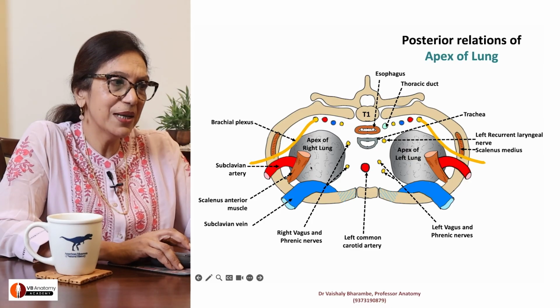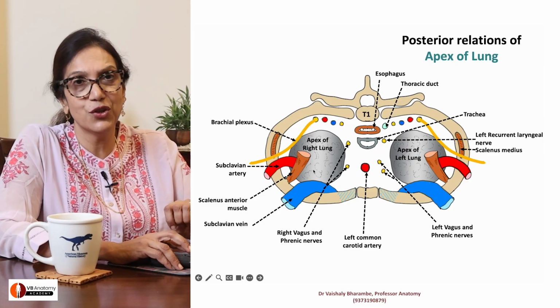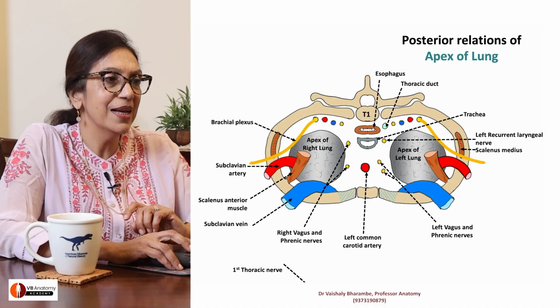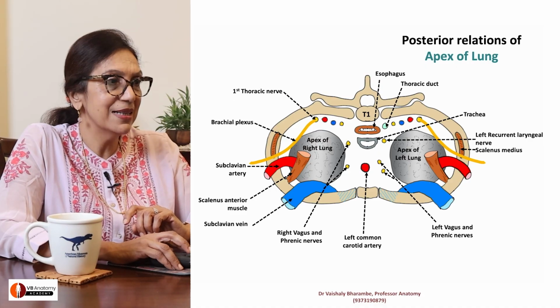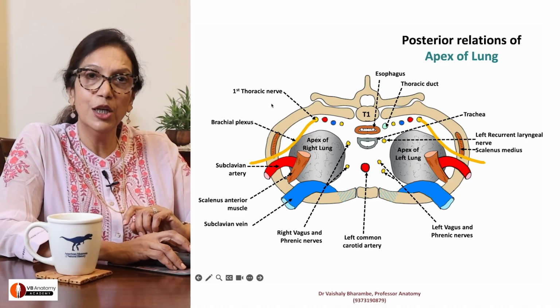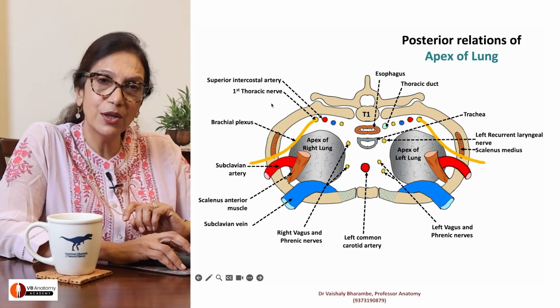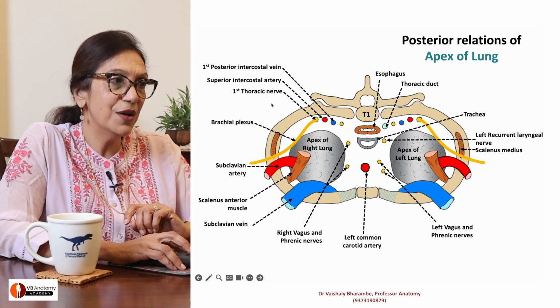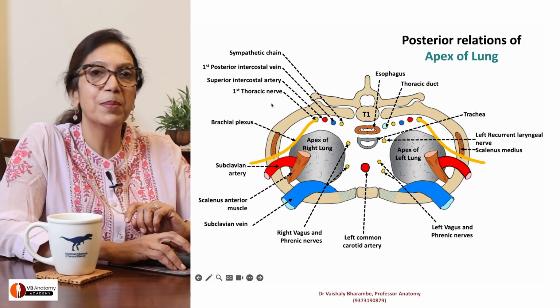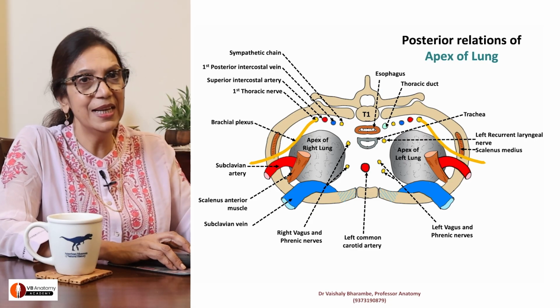Posteriorly, the same apex of lung is related to four structures. You can use the mnemonic S1, S. First thoracic nerve, superior intercostal artery. First posterior intercostal vein, sympathetic chain. S1.